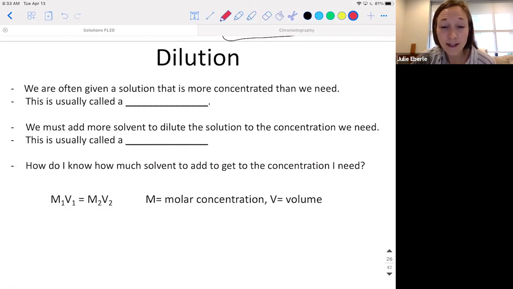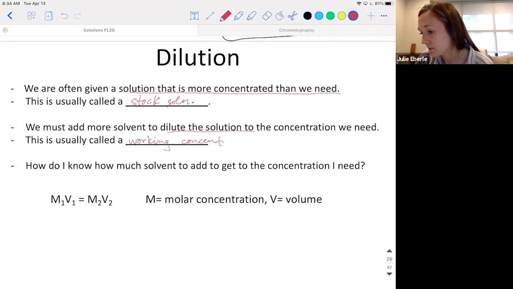And so you might get a really concentrated solution and you don't need it that concentrated. So often you're given a solution that's more concentrated than you need. We call this a stock solution. And we must add more solvent to dilute the solution to the concentration that we actually need. The concentration we actually need is called a working concentration. Especially if they order like IV bags and stuff. I don't necessarily know what concentrations, but sometimes those things have to be diluted as well.